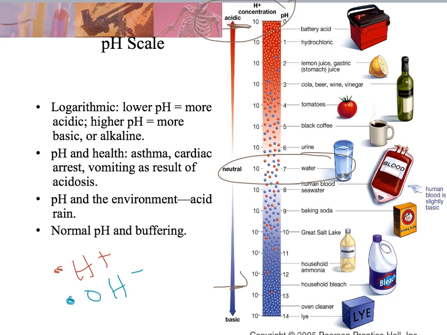This is really important when we talk about pH and health. This can be seen with asthma and cardiac arrest. Vomiting is a result of acidosis, which means that the pH of the blood is not where it needs to be. It's too acidic. We also know about pH in the environment, with acid rain and what it's doing to our environment. I do want you to also, for your homework assignment, look at the term buffering.